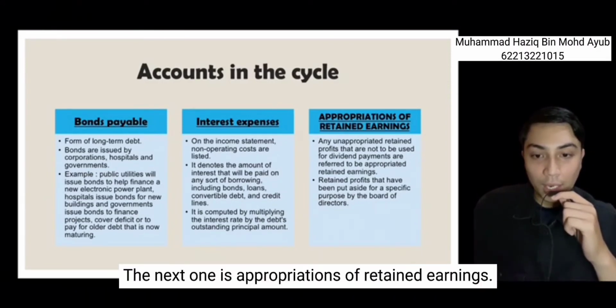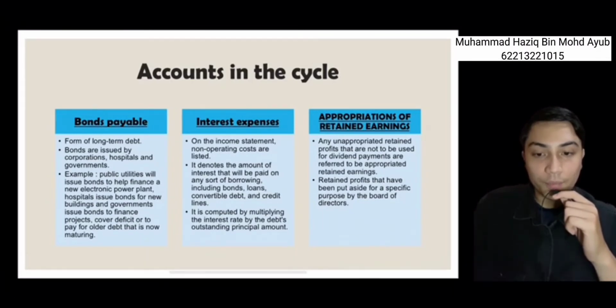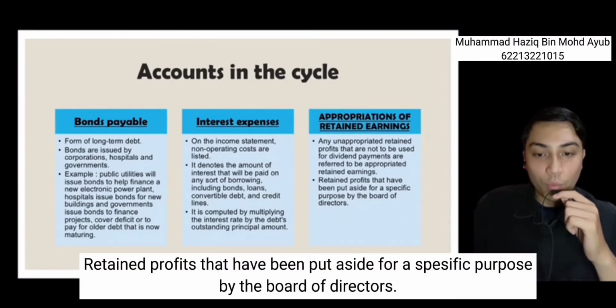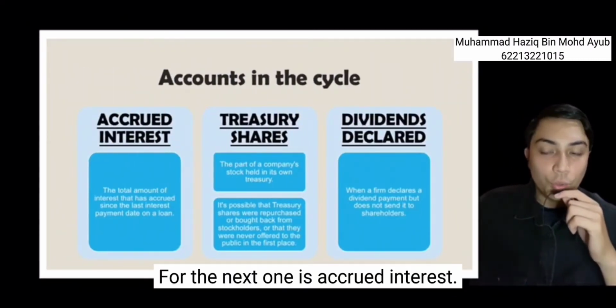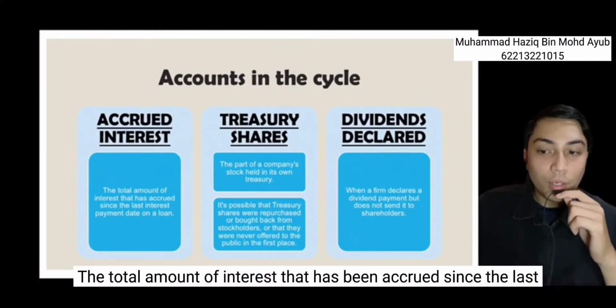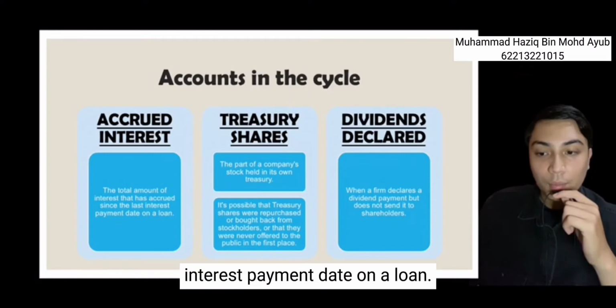The next one is appropriations of retained earnings. Any unappropriated retained profit that is not used for dividend payments is referred to as appropriated retained earnings. The profits that have been put aside for a specific purpose by the board of directors. For the next one is accrued interest. The total amount of interest that has been accrued since the last interest payment date on a loan.